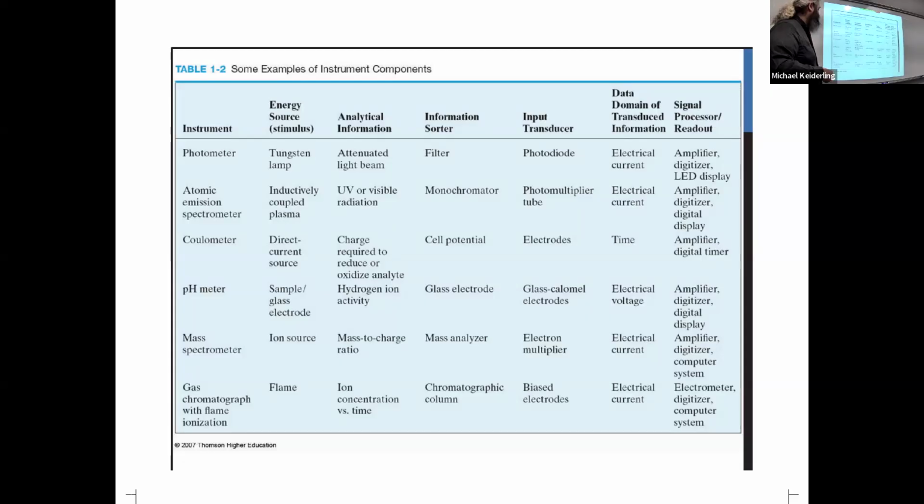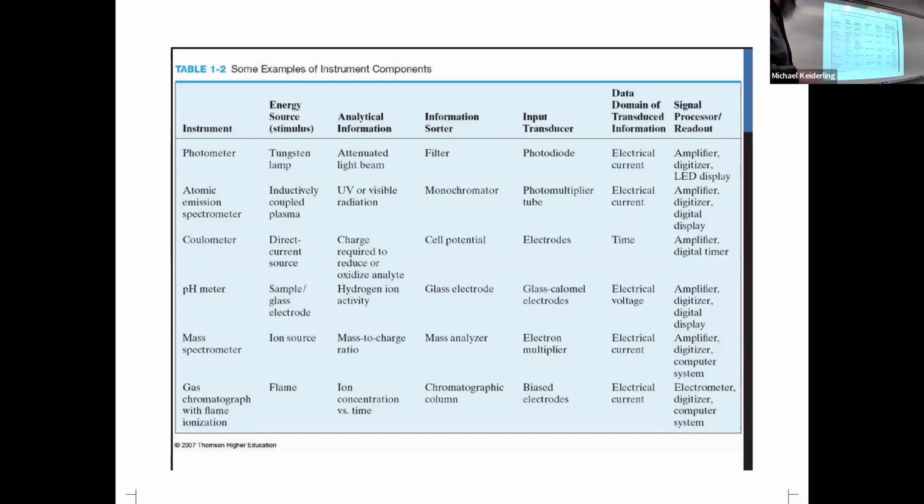A mass spectrometer has an ion source. You're measuring mass to charge ratio. You sort with what's called a mass analyzer, which separates out one specific mass to charge ratio. And the transducer is some electron multiplier. Basically, whenever something hits it, it throws out more electrons. And you get electrical current out.